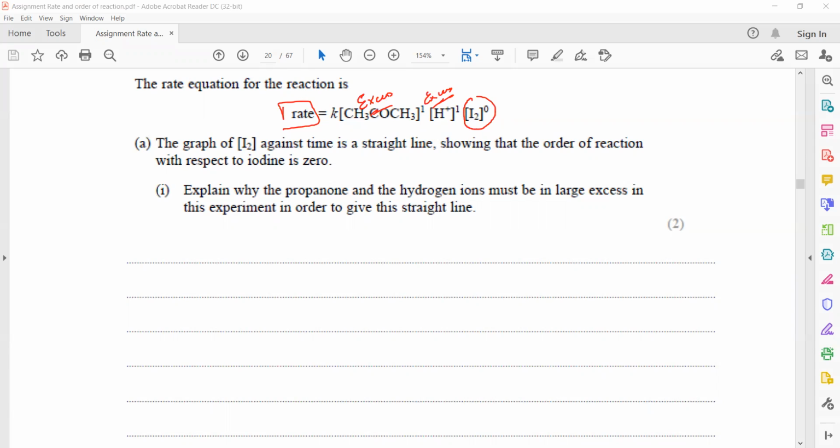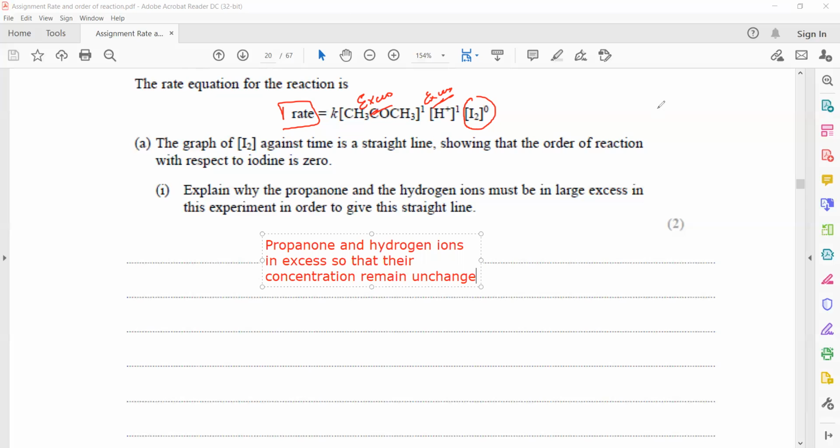So we want the hydrogen ion and propanol concentrations not to change. And how can we make sure their concentrations will not change? We take them in excess, so that their concentrations remain unchanged. They are too much, so even if a small quantity is used from a large bulk, we can say there is negligible change.